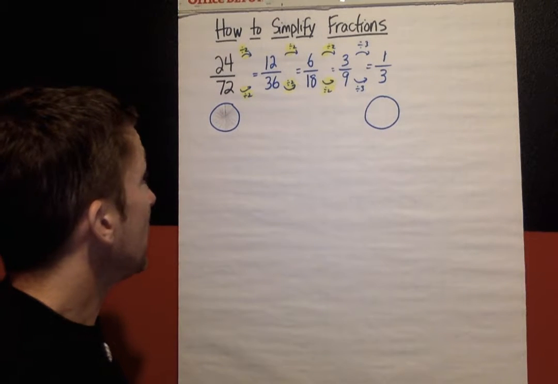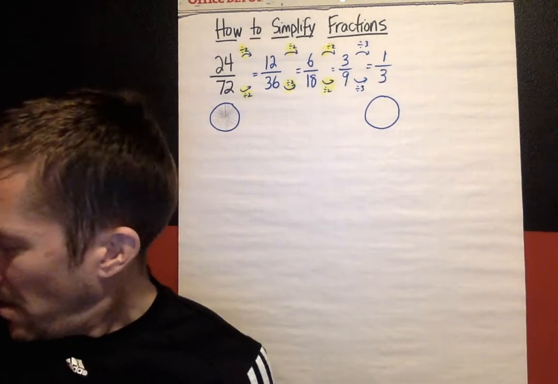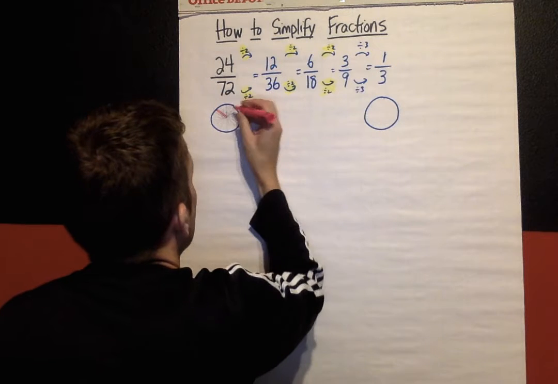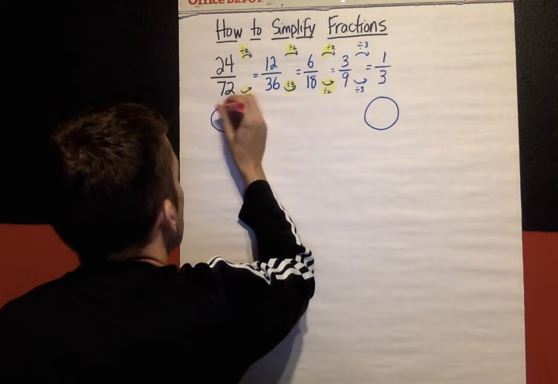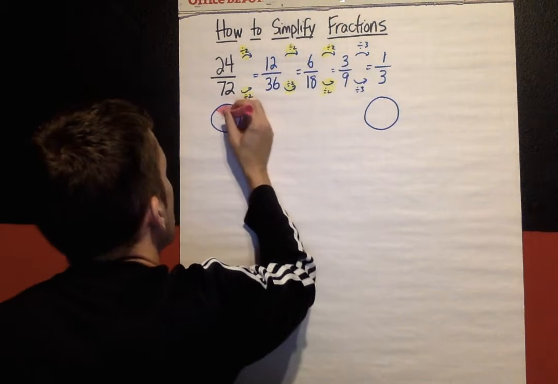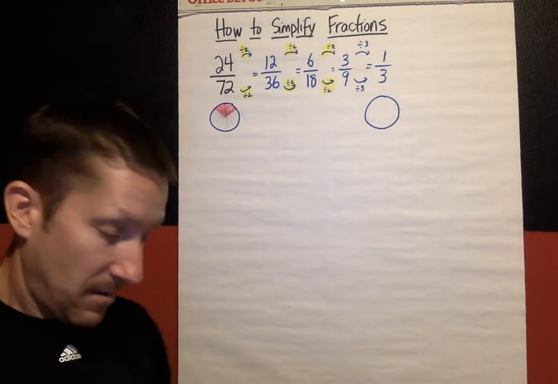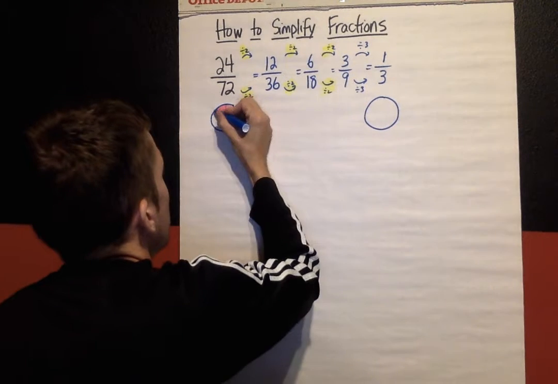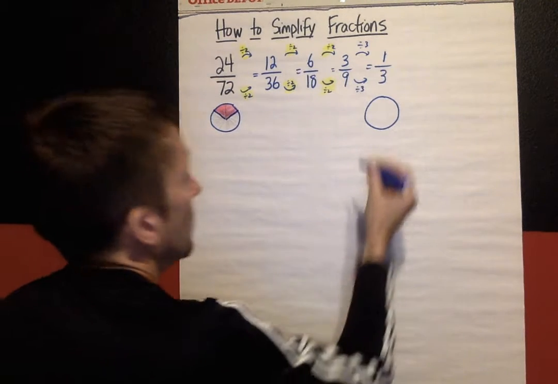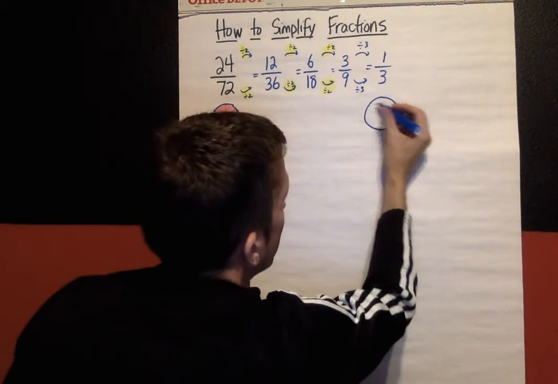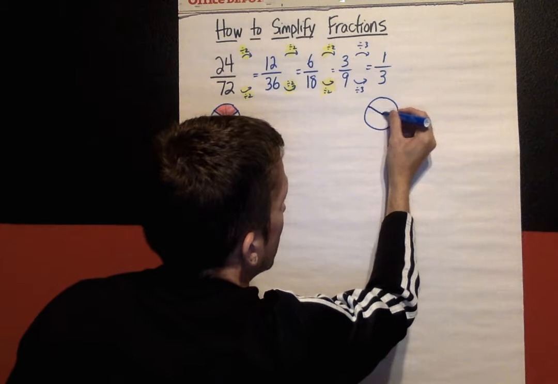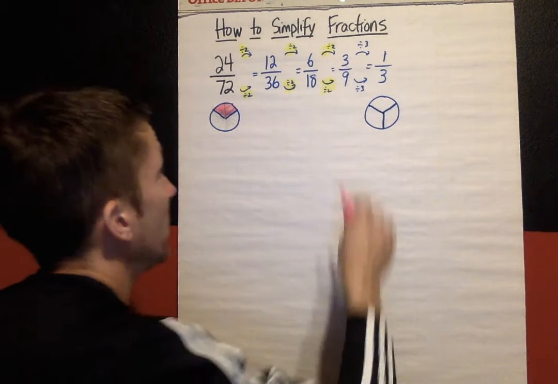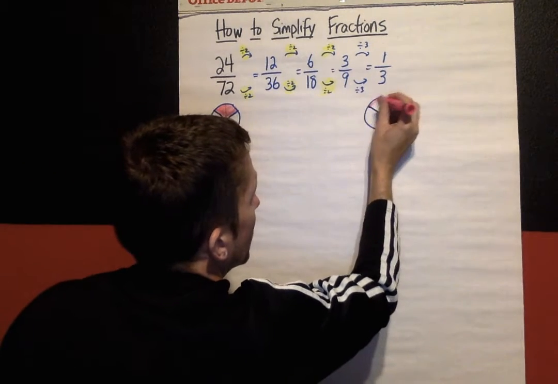And I want to shade in 24 of those. Well, when I shade in 24, it would look like this. Shading in 24 slices. That's how much pizza I have. 24 out of 72. Well, over here I've got 1/3. So 1/3 is going to look like this. My pizza is in thirds. And I'm going to shade in 1 of the thirds.